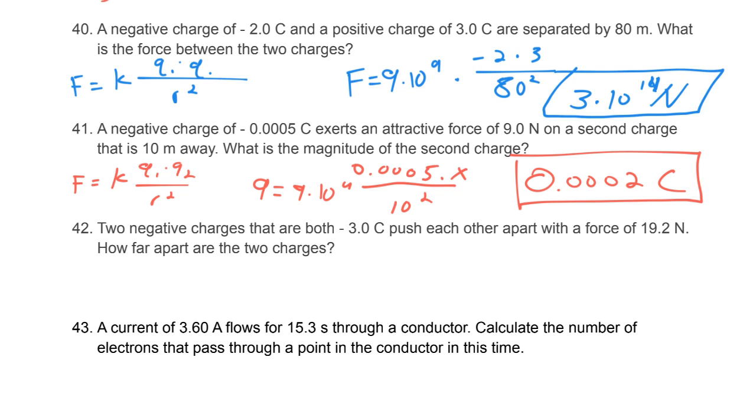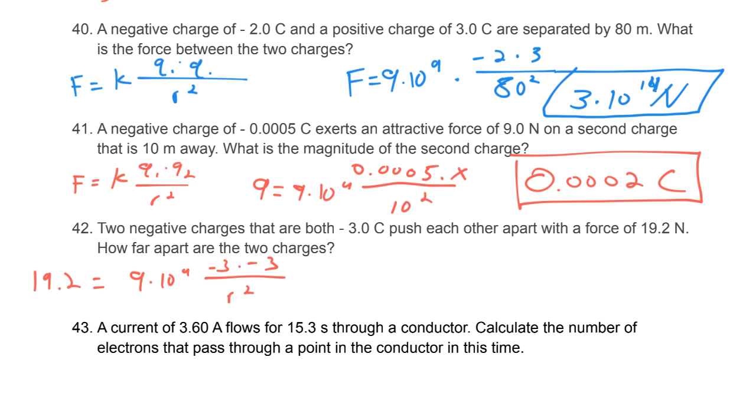All right, another one with Coulomb's law. So both the charges are -3. So I'm going to start filling it in. 9 times 10 to the 9th, and then -3 times -3. And then we don't know the radius here, but we know that they're pushing each other apart with 19.2 newtons of force.